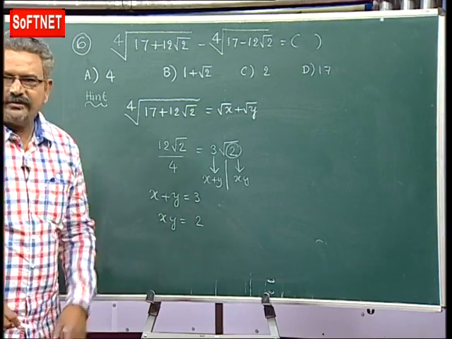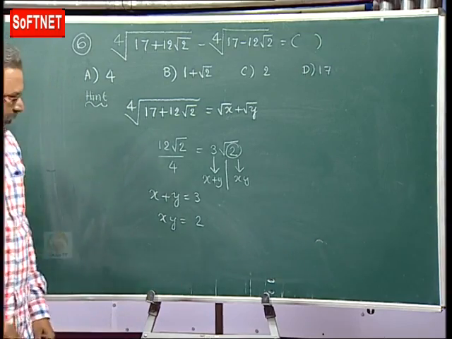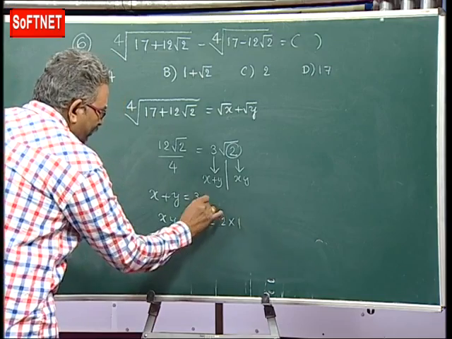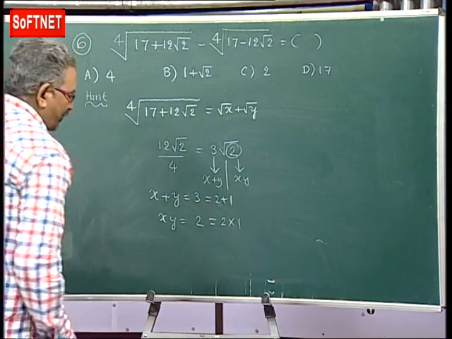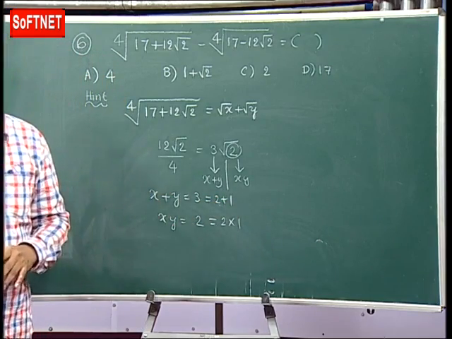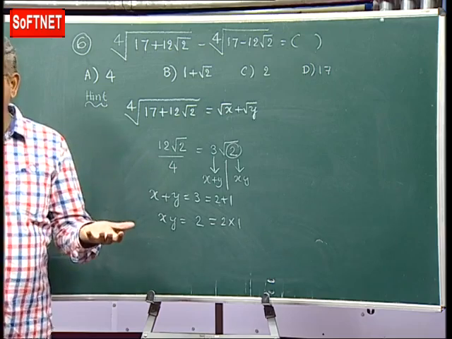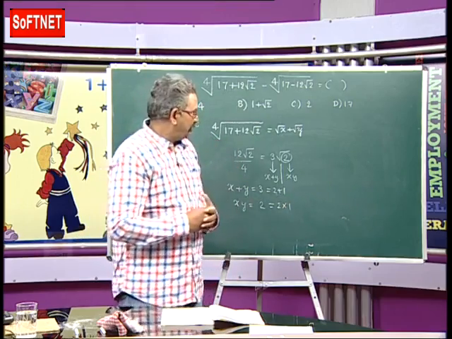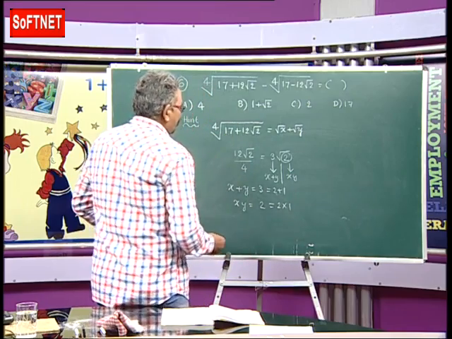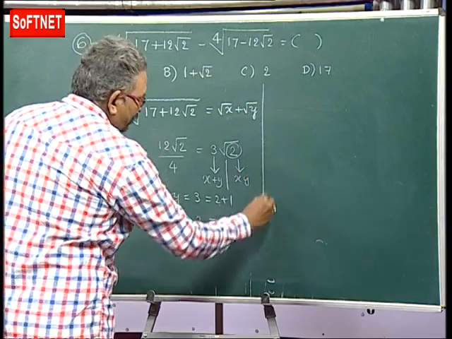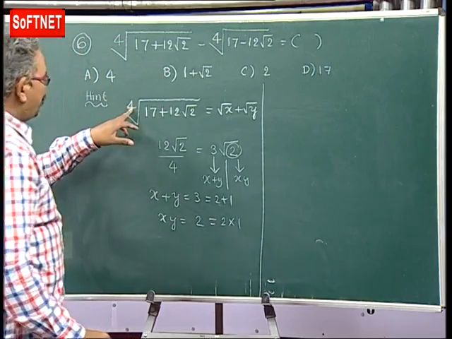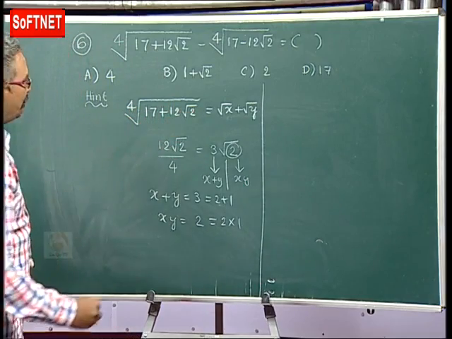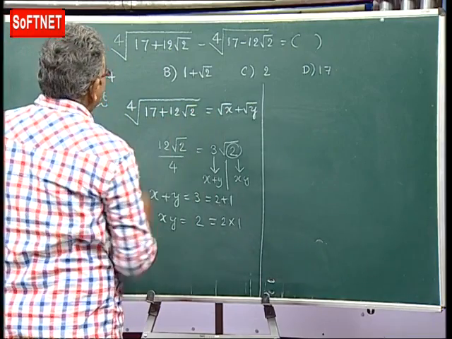So xy is equal to 2 means what are the factors of 2? Very simple, 2 into 1, and this is 2 plus 1. What is x and what is y? Obviously x is equal to 2 and y is equal to 1. So now let us come to our question. So the fourth root of 17 plus 12 root 2 is equal to root x plus root y.